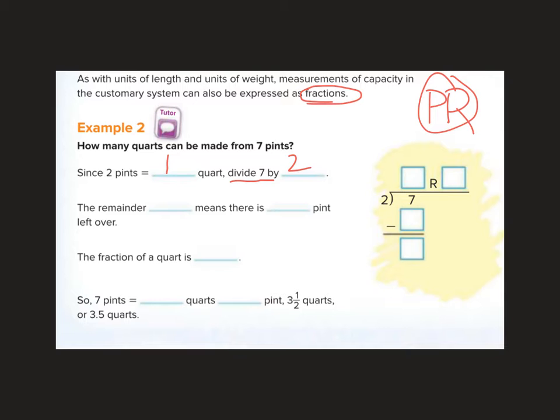So 7 divided by 2 is 3. I'm going to subtract 6. I have 1 left over. My remainder is 1. The remainder 1 means that there's 1 pint left over. And 1 pint is the same as half of a quart. The fraction of a quart is 1/2. So I could say that there are 3 quarts, 1 pint, or 3 1/2 quarts. Or 3.5, because 0.5 also means a half.